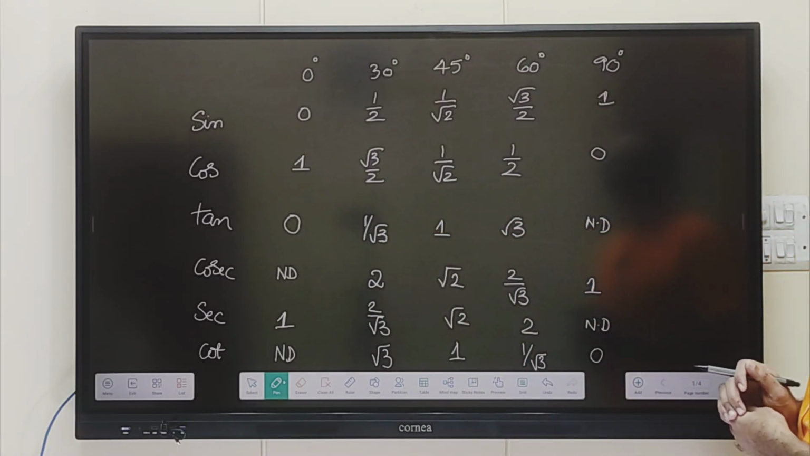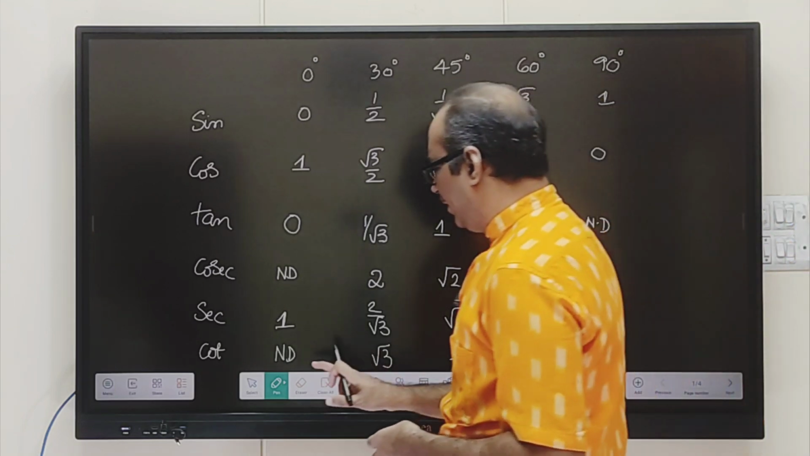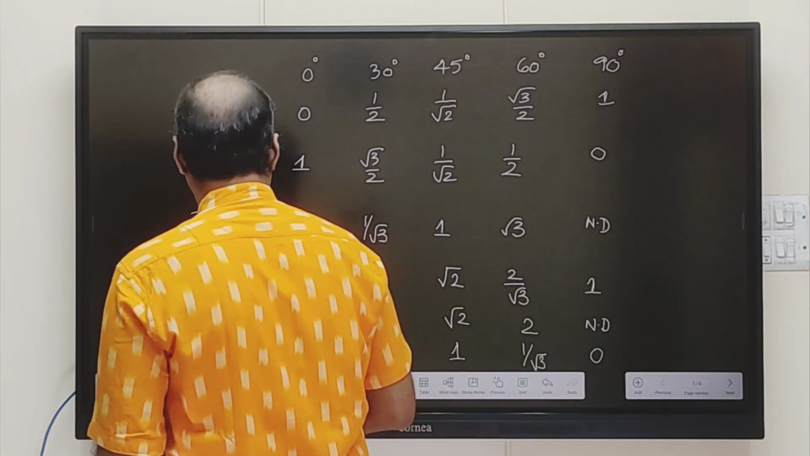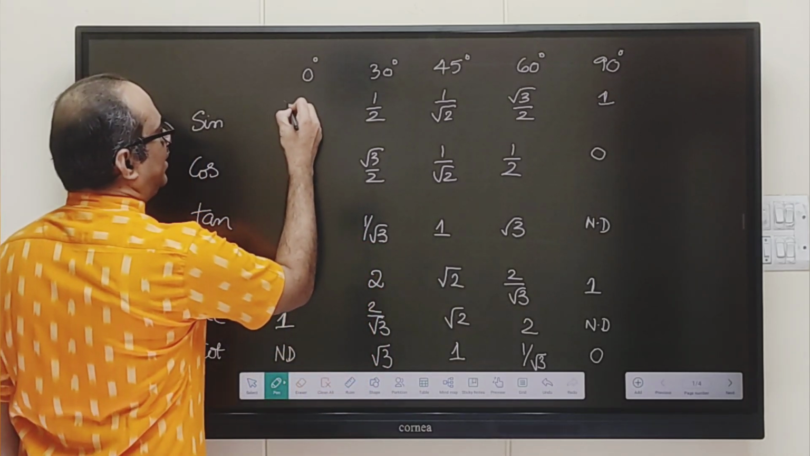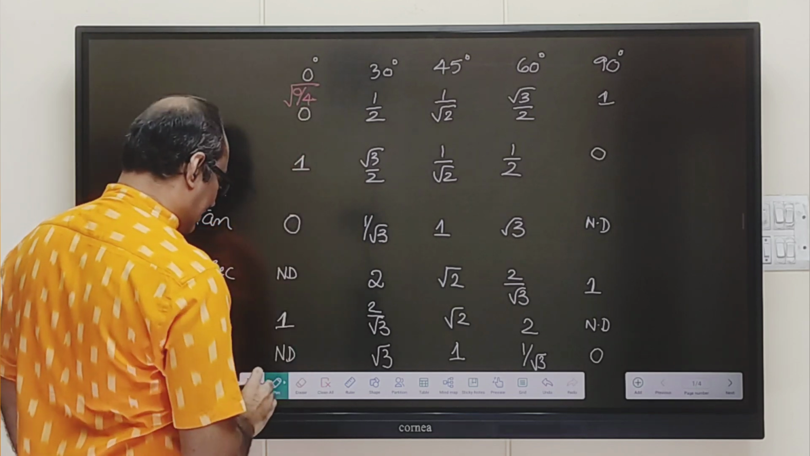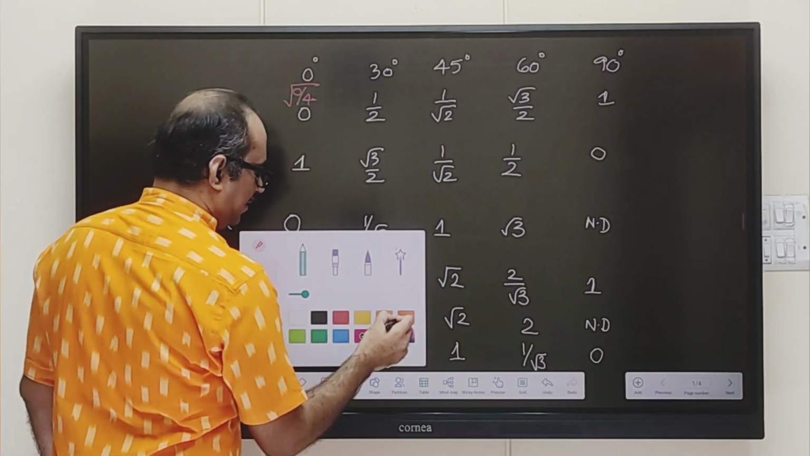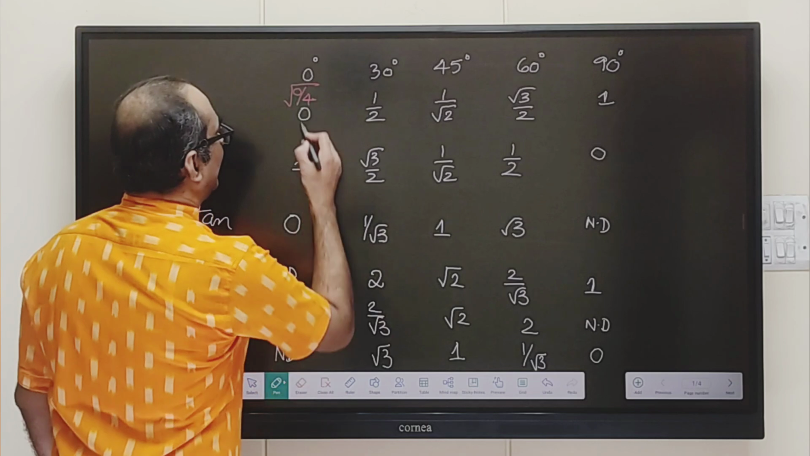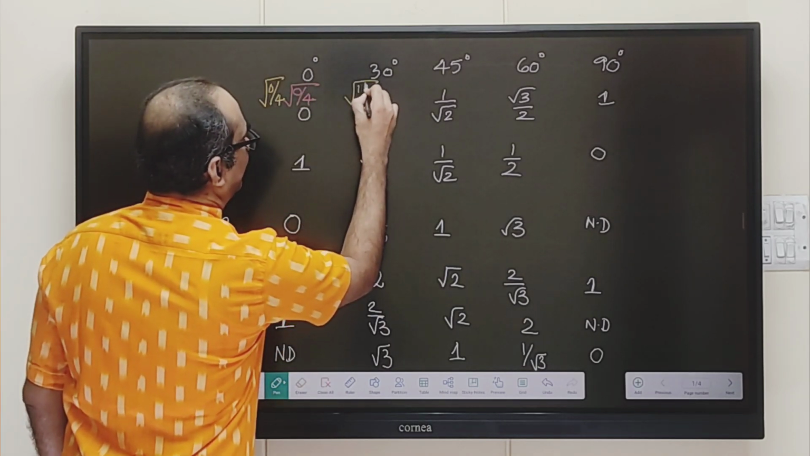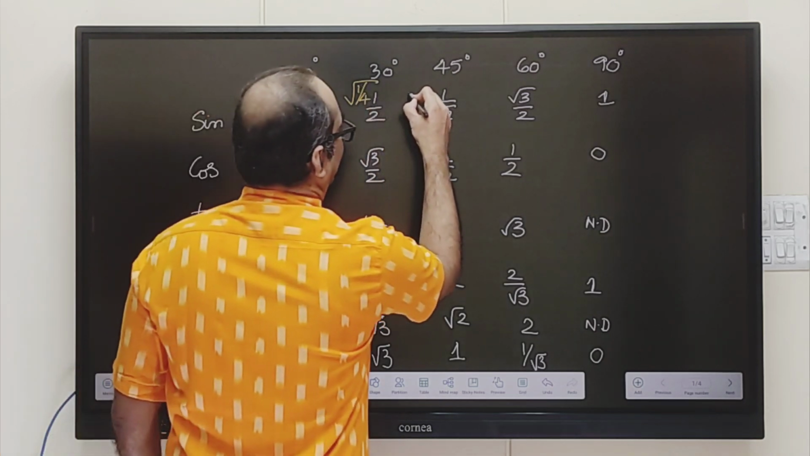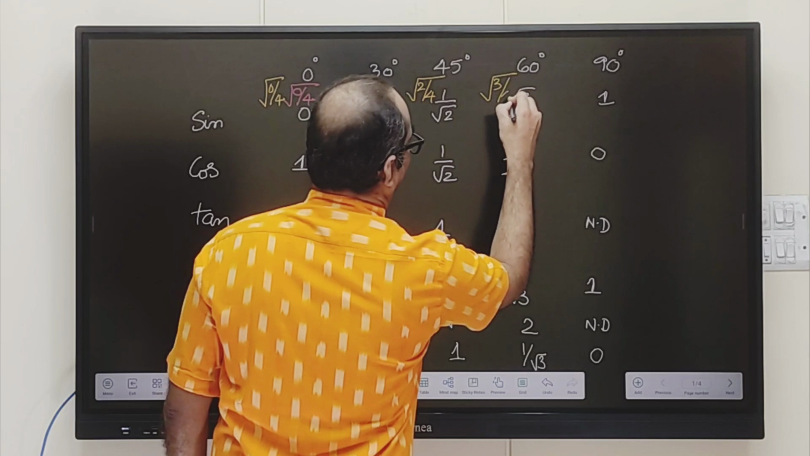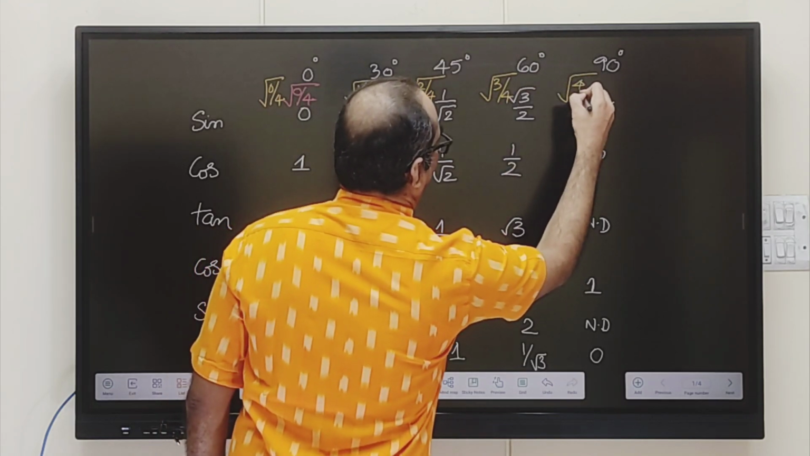Now what is the shortcut to remember this? Let me just write down that. The shortcut to remember them is, for the first one, it is square root of 0 by 4. Not sure whether this color is visible or not. This is square root of 0 by 4. This is square root of 1 by 4. And this is square root of 2 by 4. Then this is square root of 3 by 4. And this is square root of 4 by 4.